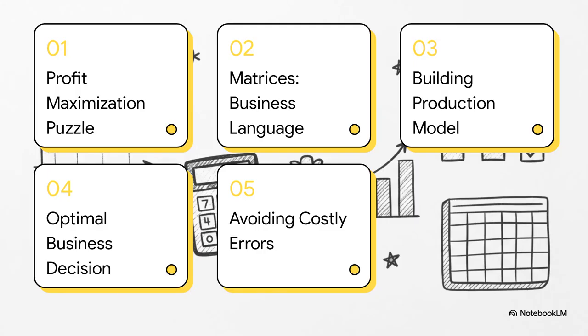So here's our game plan for today. We're going to follow a very logical path. We'll start with a real-world business problem, the kind of profit maximization puzzle that you will absolutely face in your careers. Then we'll learn the language we need to frame this problem, the language of matrices. After that, we're going to get our hands dirty and build a production model, step by step. And once that model is built, we'll find the best possible answer, the optimal solution. Finally, and this is so important, we'll talk about how to avoid the common mistakes that can turn this powerful tool into a source of some really costly errors.